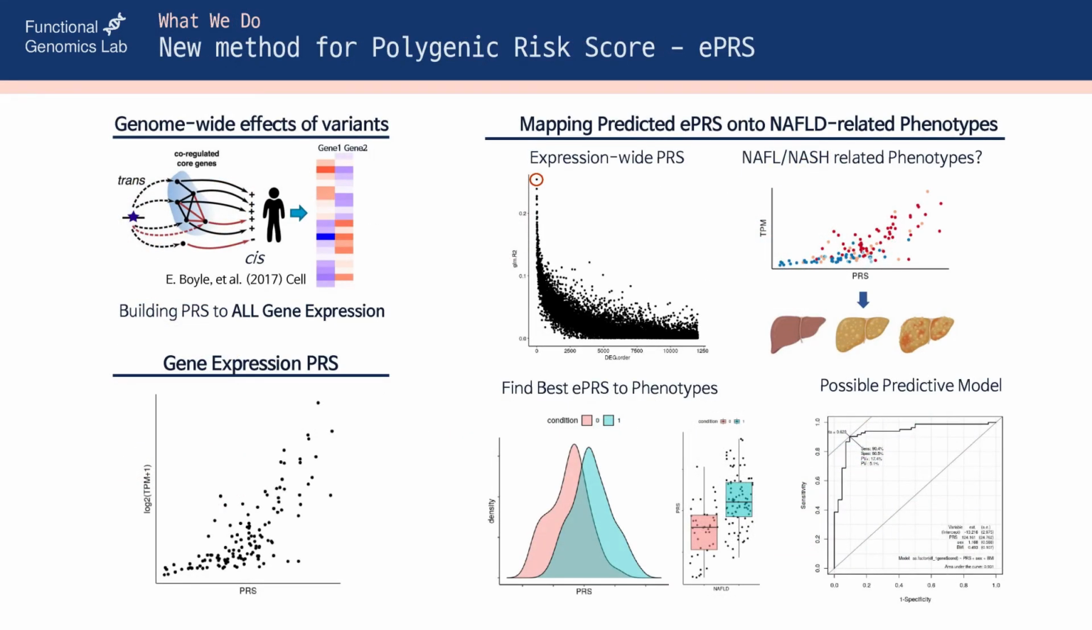To understand the omnigenic architecture of common diseases, we propose expression-based polygenic risk scores, which score gene expressions of patients based on their genotype information. This approach successfully predicted the expression of a specific gene in fatty liver patients. Also, it may be utilized as a better prediction method of liver status based on genotype information.